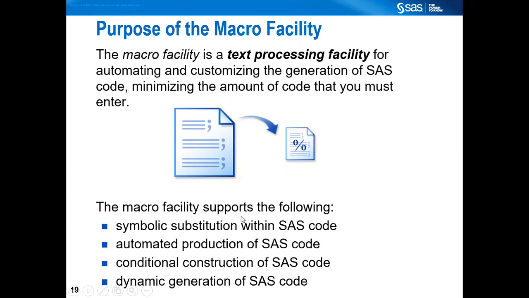So this facility supports, now what you can write within this macro. You can write symbolic substitution within SAS code, like your macro variables. You can automate the production of your code. You can conditionally construct your SAS code and you can dynamically generate SAS code. So we are going to see all these four when we learn the macro facility, or when we are generating one of the macro programs.